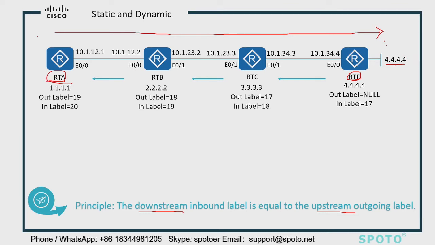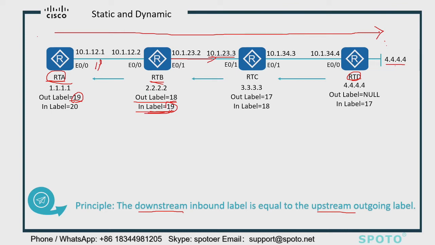So when we try to configure the static MPLS, maybe for this one the out label is 19. It means RTA will send the packet with the label 19 to RTB. When RTB receives this MPLS packet, RTB needs to know what's the meaning of the label. So you need to configure the static LSP to tell RTB, if you receive an MPLS packet with the label 19, it means the destination address is 4.4.4.4, and you need to remove the in label and add a new out label 18, and then forward it through E0/1 to the next hop 10.1.32.3.